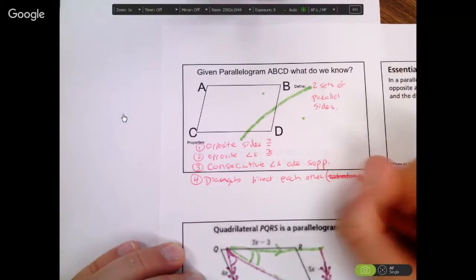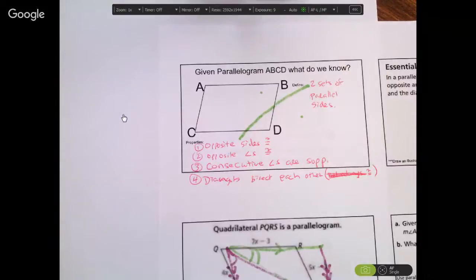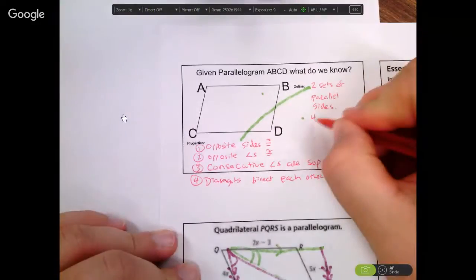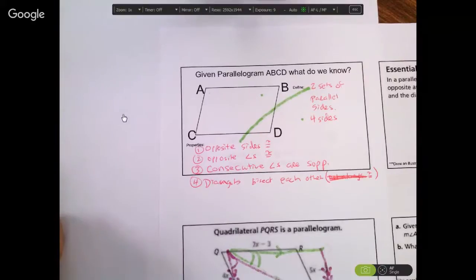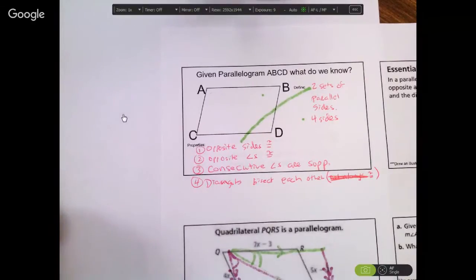Let's get rid of that. I don't want to confuse this. But Mark's point is that the diagonals are not always congruent. Is that all we had? Four sides? Okay, that would be up in the definition.